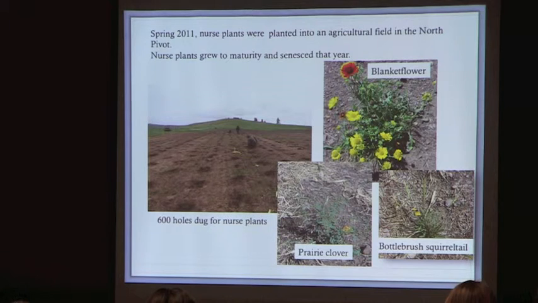Then in spring 2011, we planted the nurse plants into the agricultural area in the north pivot. This is just to give you an idea of how large it is. It's probably only a quarter of what Ilva's going to be putting in, but it was pretty big at the time. We dug around 600 holes in this exclosure and planted the nurse plants. We just left them alone that first year, so they were able to grow to maturity. This is a picture of a mature blanket flower. It's hard to see, but there are prairie clover and squirreltail.